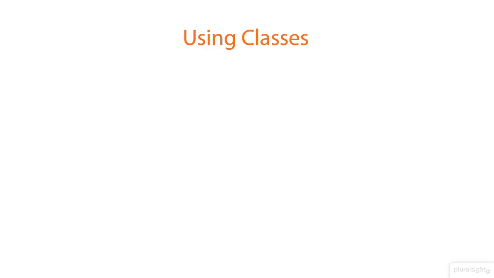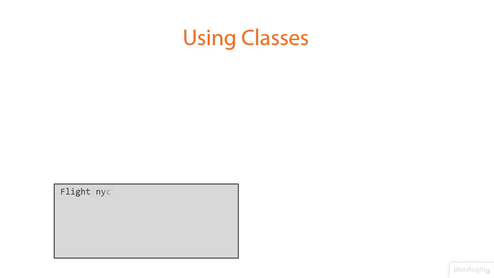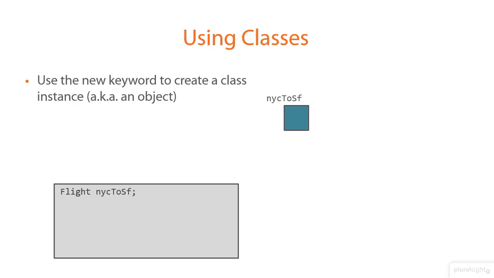When you're ready to use a class, as you would expect, you would go ahead and declare a variable. The thing we've got to be aware of, though, is that declaring a variable simply allocates space to store what we call a reference to the actual object we want to use. To actually create an instance of our class, otherwise known as an object, we have to use the new keyword.